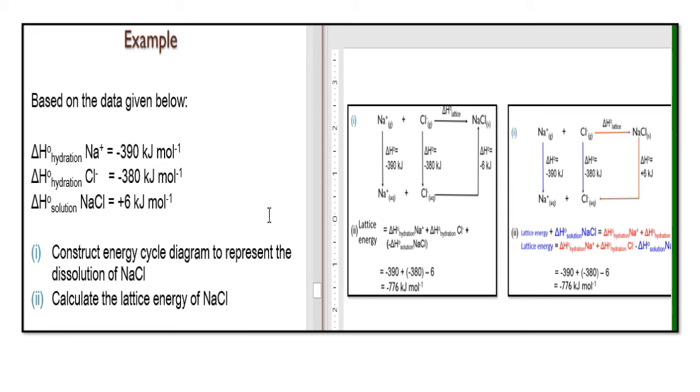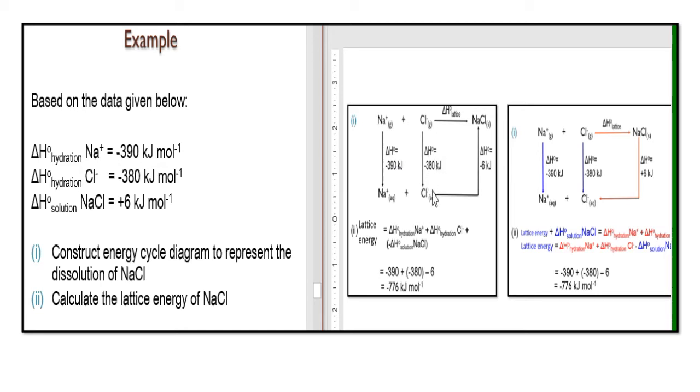Okay, look at this one. This is the answer scheme in your lecture notes, because this one is based on the formula. Based on the formula, lattice energy equals the enthalpy of hydration of both ions plus the negative sign of the enthalpy of solution. Why do we need to put a negative over here? Because you check, hydration is gaseous ion becoming aqueous ion. So negative 390 for sodium ion and negative 380 for chloride ion.